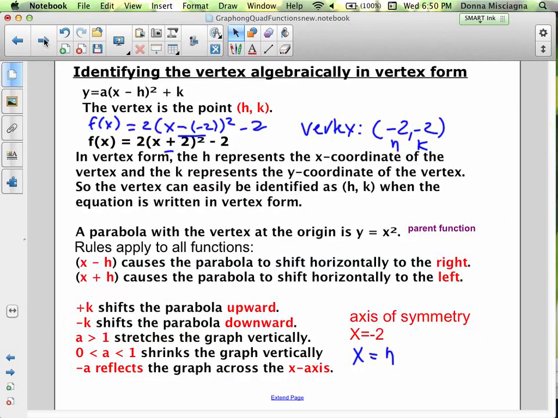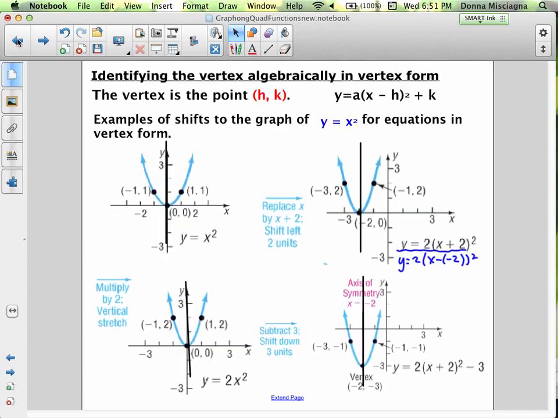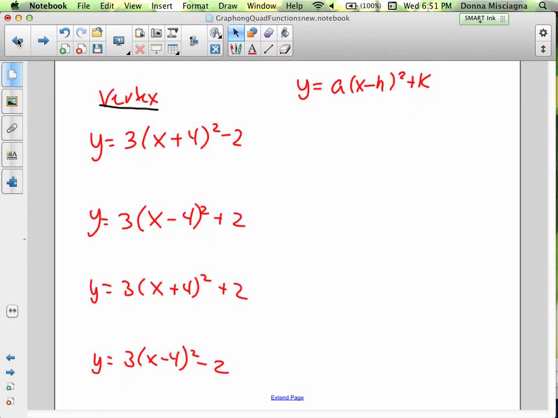Vertical lines have x-intercepts, no y-intercepts. Let's look at the last one, finding the vertex, and that is for, oh, whoops, we're going to skip. Oh, we'll do this one. Sorry. We'll do a few more, and then we'll look at a little bit more with vertex form, and then we'll look at our last method.